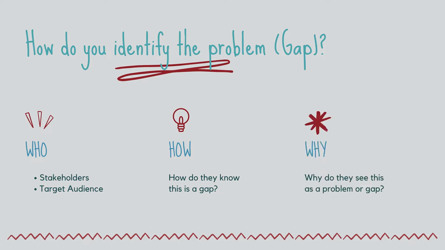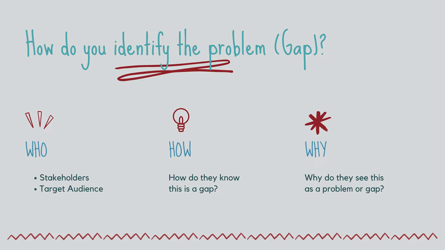And you want to know why. Why do you see this as a problem or a gap? Is this a problem just for you? Is this a problem for the students? Is this a problem for the participants? Are participants who take a training with you not getting what they need to be successful when they walk out the door? Are participants floundering on one step? You've taught them five steps, but one step they just can't seem to get.